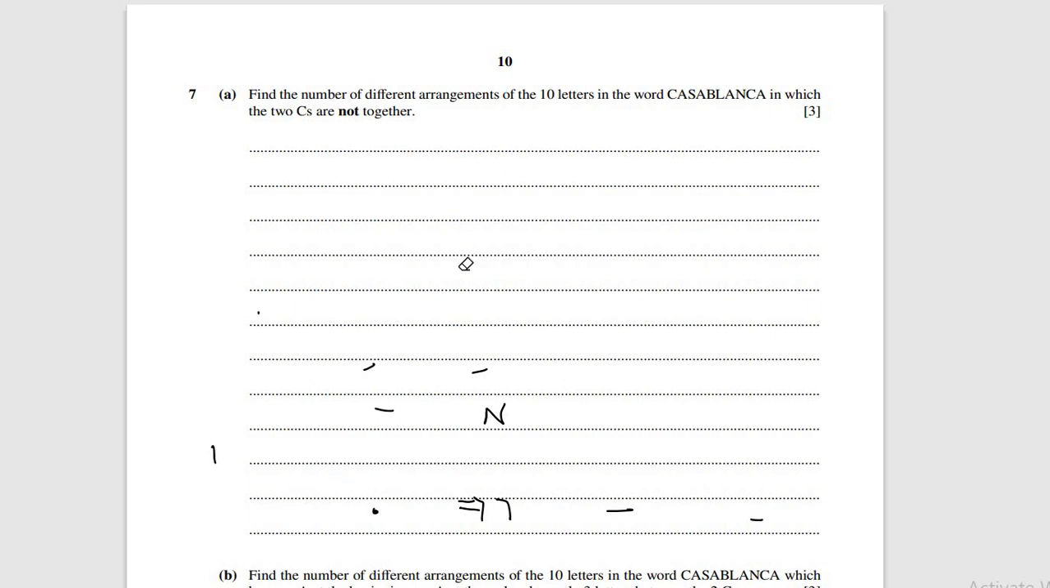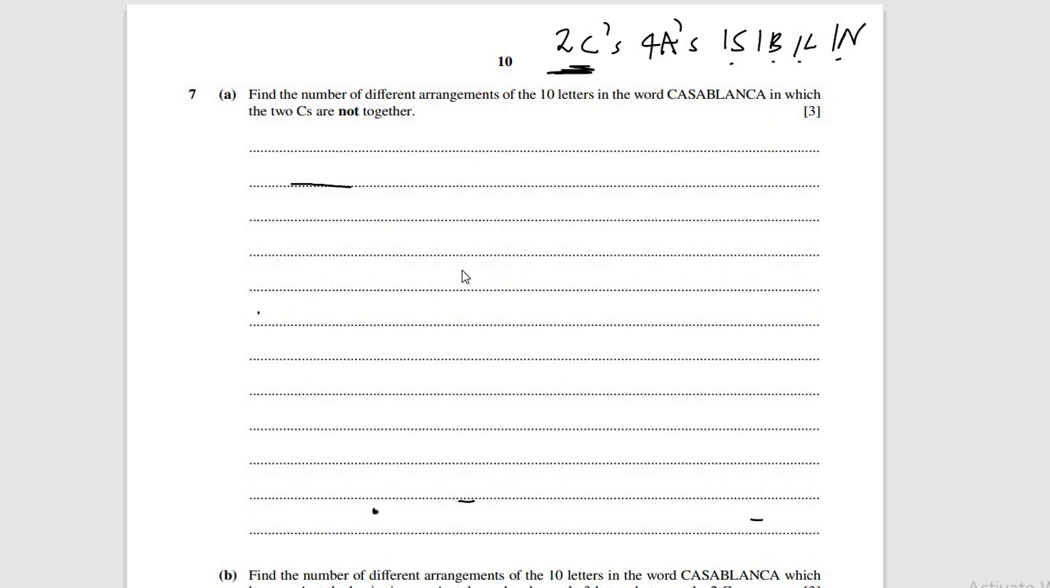Find the number of different arrangements of the 10 letters of the word Casablanca in which 2 C's are not together. Okay, there are 10 letters and 2 C's must not be together. Those letters are we have 2 C's, 4 A's, 1 S, 1 B, 1 L, and 1 N. Aside from the 2 C's, 4 plus 1, 5, 6, 7, 8. We have 8.